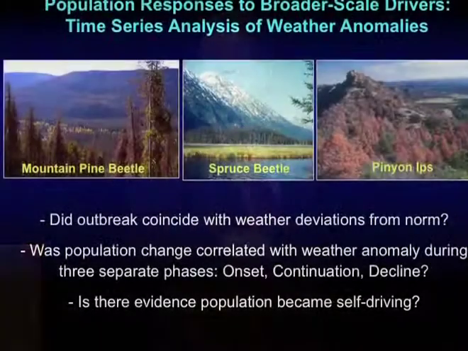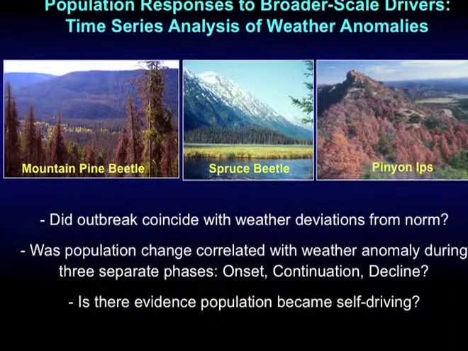Well, what about something on a larger scale? We've just completed an analysis in collaboration with Alan Carroll and Brian Alkema and others, in which we looked at three large outbreaks: mountain pine beetle in British Columbia, spruce beetle in British Columbia, and pinyon ips, a very large outbreak in the southwestern US. And for each of these, we asked, did the outbreak coincide with a weather deviation from the norm?